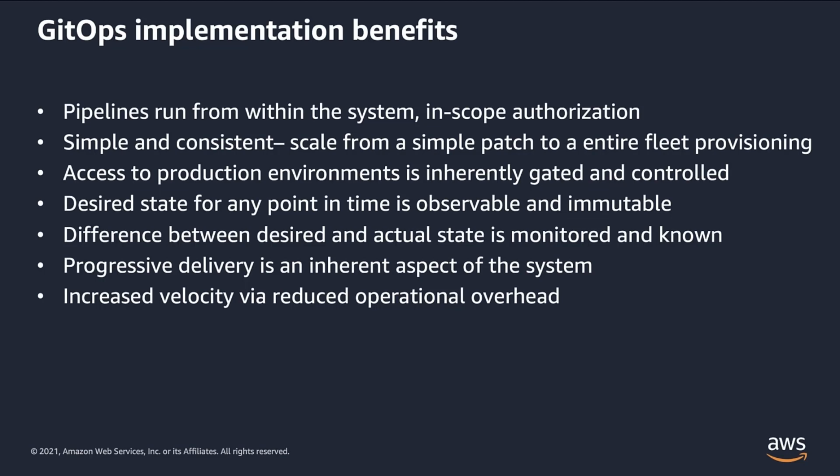The desired state for any point in time is observable and immutable. That just means it's all in Git, right? And so with some good tooling, you can get an idea of the intended state, the desired state of your system at any point in time, which is super powerful. But also in the present time, the difference between the desired and actual state is monitored and it's known. It could be that you're looking at kubectl logs, or it could be that you're just looking at your Slack channel, right? I mean, even Flux out of the box is effectively ready to send your team notifications when things drift. So this is a pretty powerful system out of the box.